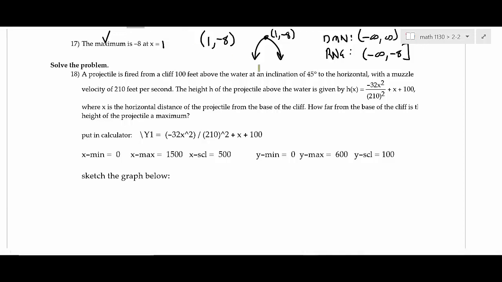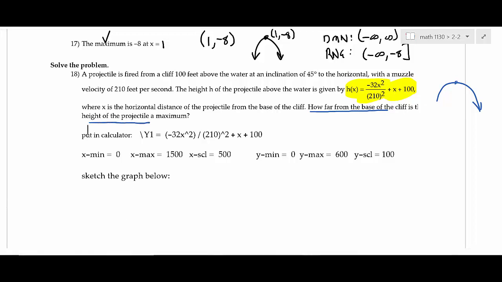So basically what's going on in this problem is this is a projectile. If you study physics, you're going to see that when you throw an object on the Earth, it always travels in a parabolic path represented by a quadratic function. So you can find maxes and mins with your calculator, and then when you get to calculus, you can do that more with calculus methods. So what this one is asking is how far from the base of the cliff is the height of the projectile a maximum?